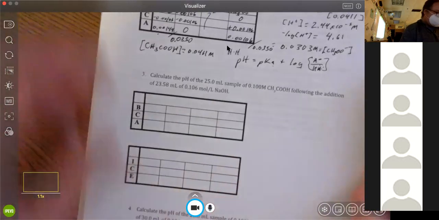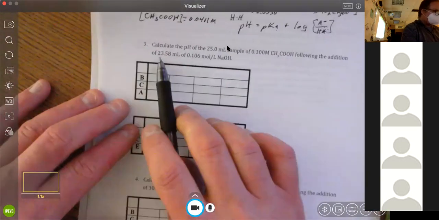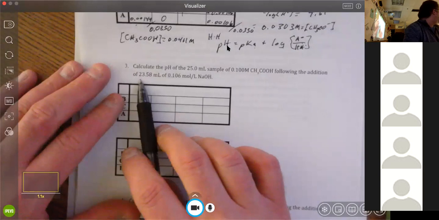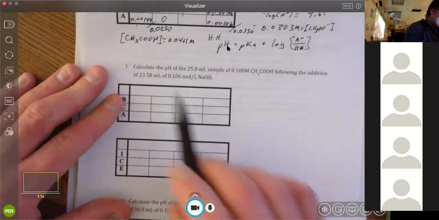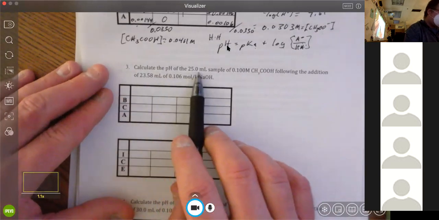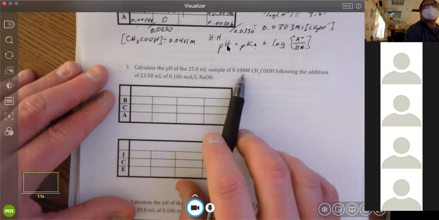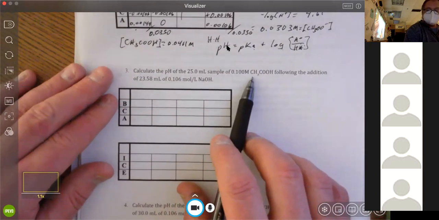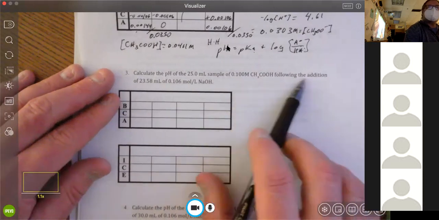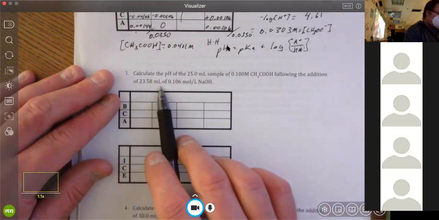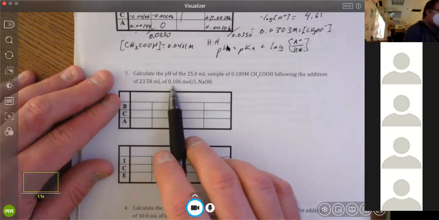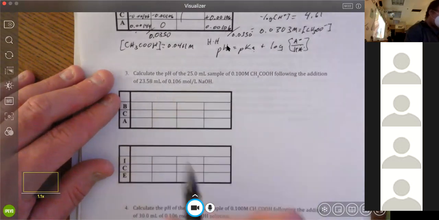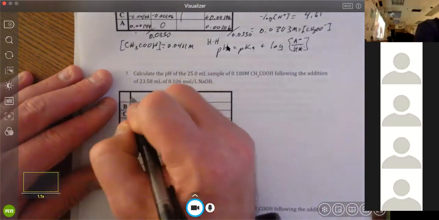Now, the next thing is we've reached actual equilibrium. We talked about that 23 before. So it says calculate the pH of the 25 milliliter sample of 0.100 moles per liter, following the addition of 23.58 milliliters of 0.106 molar NaOH. So same reaction.